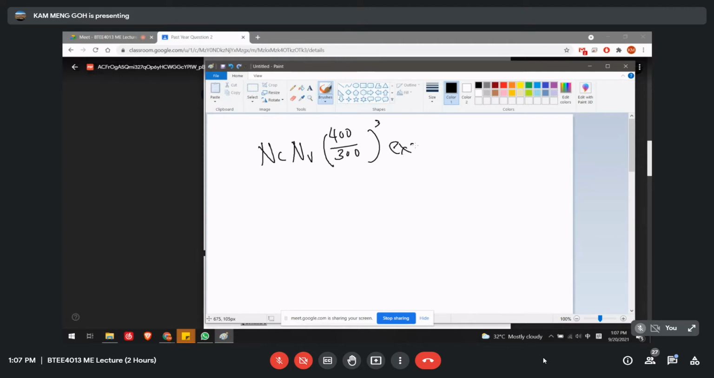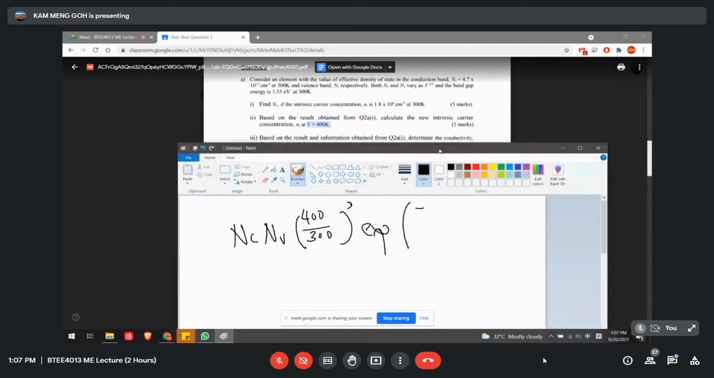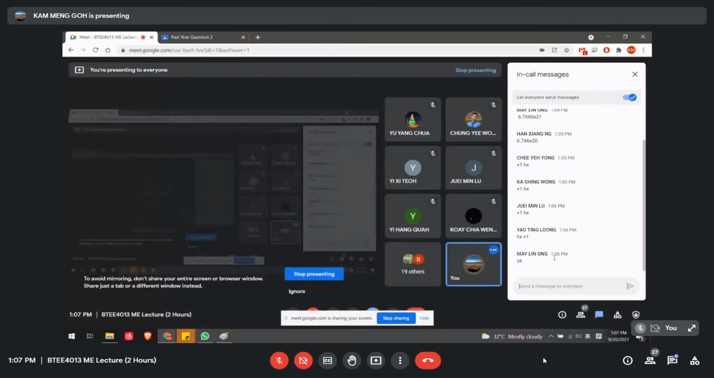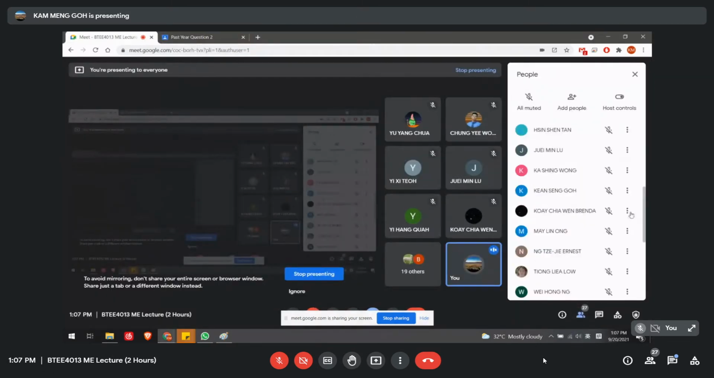And then the exponential of the energy gap. In this case, we assume that it will be maintained, 1.55 over 0.0259. So you put NC and NV inside, then you are going to get ni squared. To get the intrinsic carrier concentration, you need to take the square root. Okay, in this case, what are the answers?